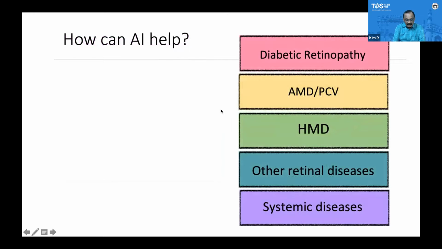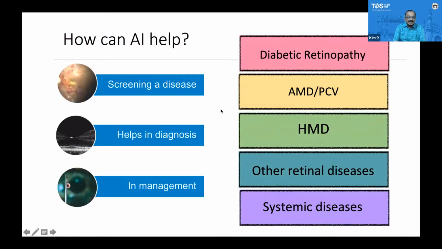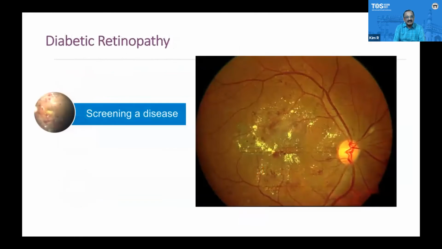So how can AI help? In many ways, in screening a disease. Today, it is helping in screening a disease. It can help in diagnosis. It can help in management of various diseases. The low-hanging fruit that was available for AI developers was screening for diabetic retinopathy. This seems to be the favorite of all the people who are working on artificial intelligence development, to find the right algorithm to identify or to read a fundus image.